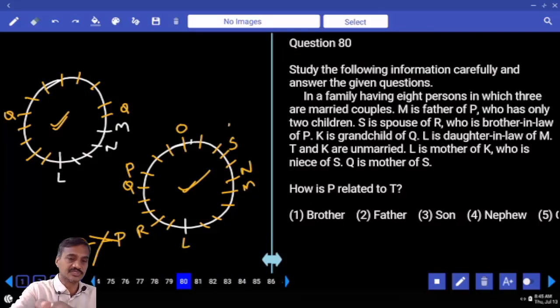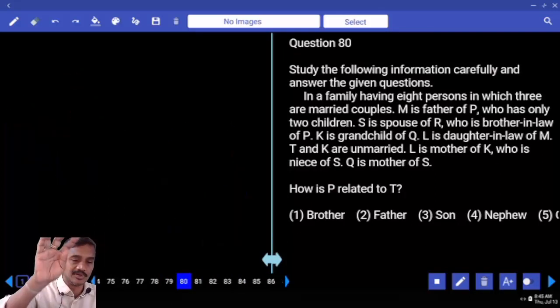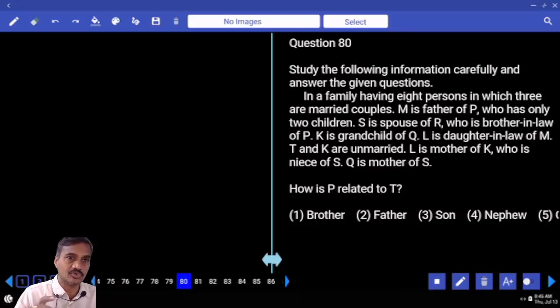Now this 80 onwards is based on blood relation. Blood relations definitely come under the first priority. Yesterday also I had discussed that concept. Whenever you are getting more possibilities, internal possibilities.